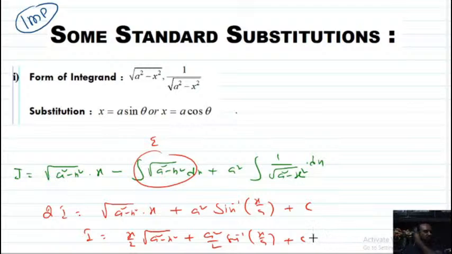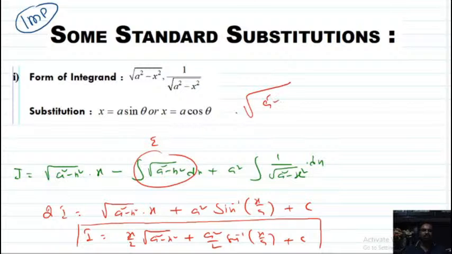In this way we need to remember. Okay, so both the cases or both the methods give the same result. So the integral of root over a square minus x square is remembered as x by 2 into root over a square minus x square plus a square by 2 into sine inverse of x by a plus c. Okay students, this is the first type.